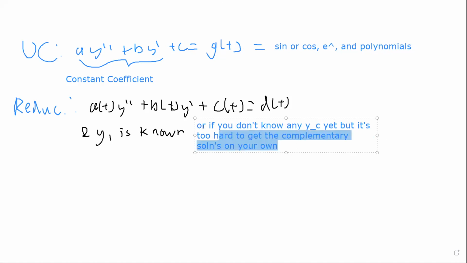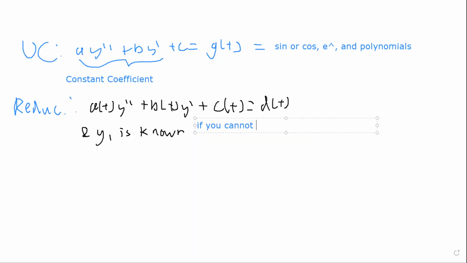Wait, no, that doesn't make any sense. If you cannot get any complementary solutions on your own, use reduction of order. There's really no reason to use reduction of order to get complementary solutions. If you're given no solutions at all, then you're supposed to be able to get the complementary solutions and then plug them in. If you can get them, you can use variation of parameters. That's the idea. So I will now contrast this to variation of parameters to make it clear what I mean.